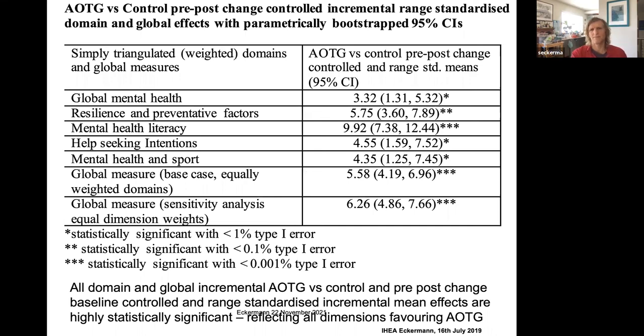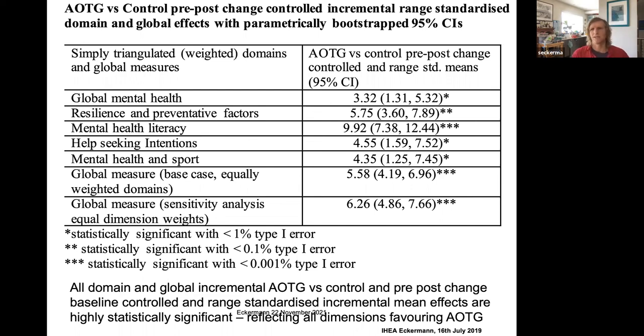When we put them up to the domain level and then up to a global level, the first five there are domain level and global level, and the statistically significant denotation there is less than 1% with the one star, less than 0.1% with two stars, and less than 0.001% with three stars. They're all highly statistically significant, each of the domains, and at global level, they're both highly statistically significant. And the global ones here are done two ways, from dimension level up to a global level directly, or dimension to domain, then to the global level.